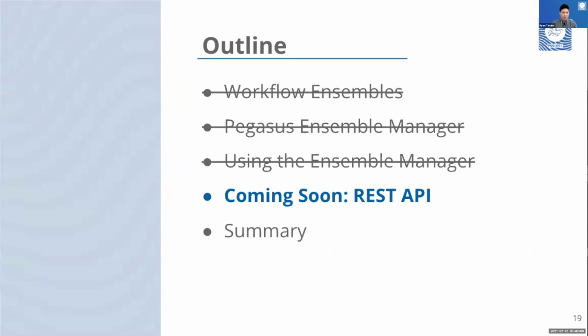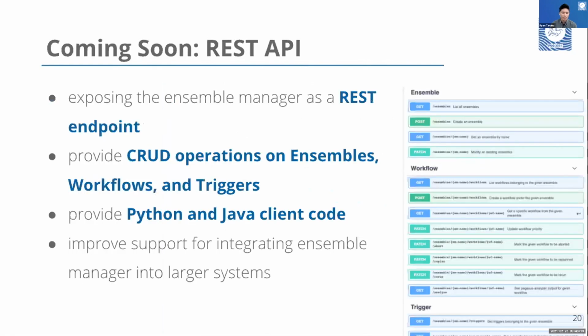Okay, so next I briefly want to talk about a REST API for this. So this is something that we're currently working on. So the goal here is to expose the Ensemble Manager as a REST endpoint that will provide create, read, update, and delete operations on all of the ensembles, workflows, and triggers. We do intend to provide Python and Java client code, and so this will really help to improve support for integrating the Ensemble Manager into larger systems. So on the right here, these are some of the routes that we currently have, probably going to add more. But be on the lookout for our upcoming release, and you can see what we have to offer in regards to this.